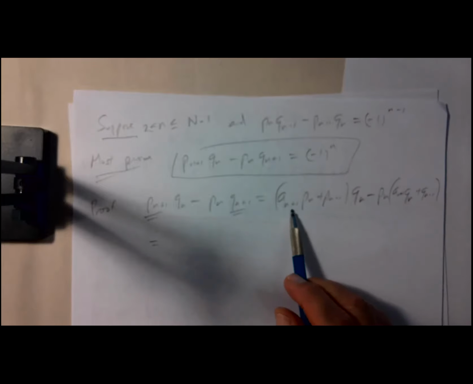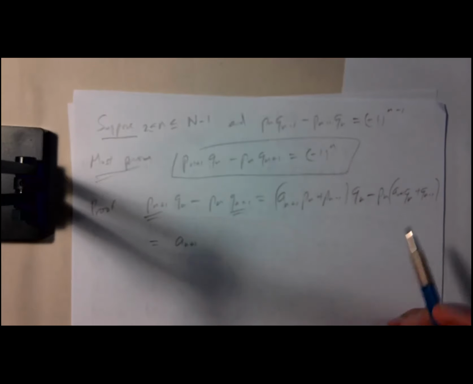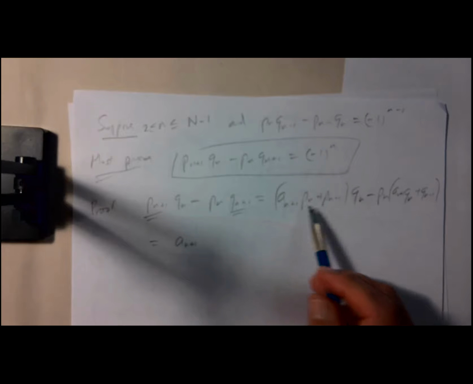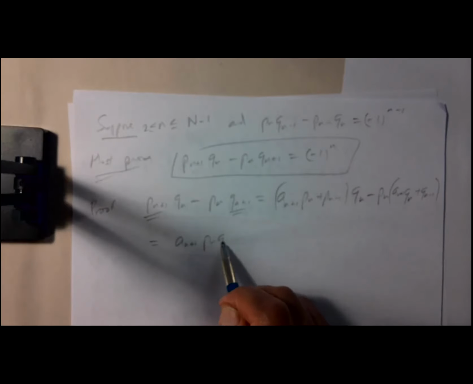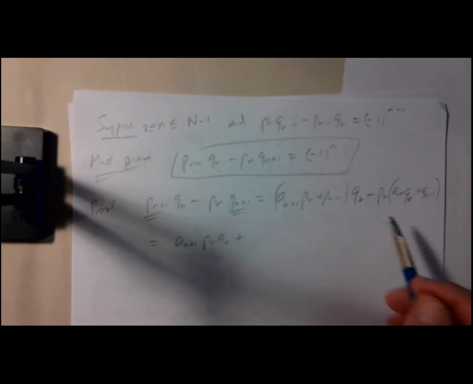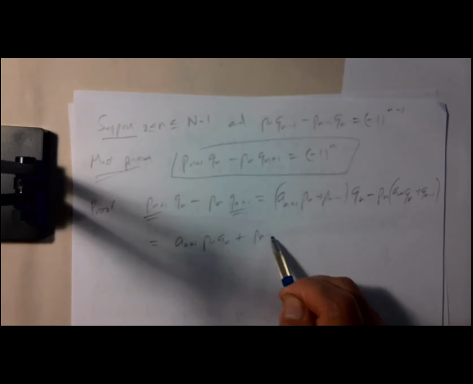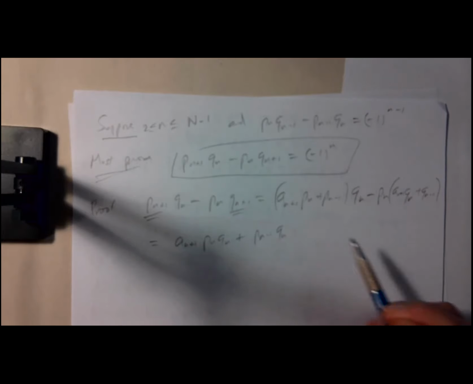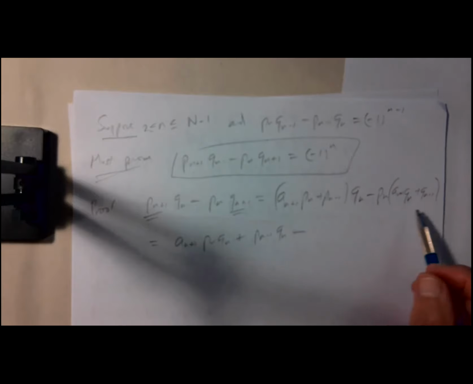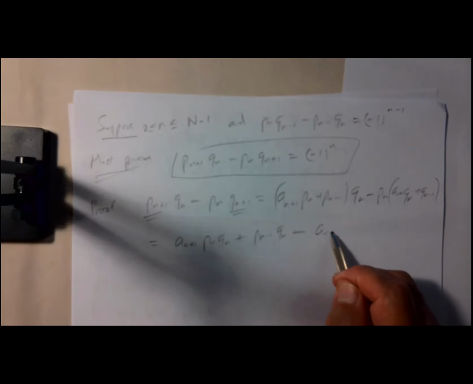And if you expand, whoops, this should be n plus 1. If you expand, so this is just distributing across, you get A_{n+1} P_n Q_n plus P_{n-1} Q_n, minus this, A_{n+1} P_n Q_n minus P_n Q_{n-1}.